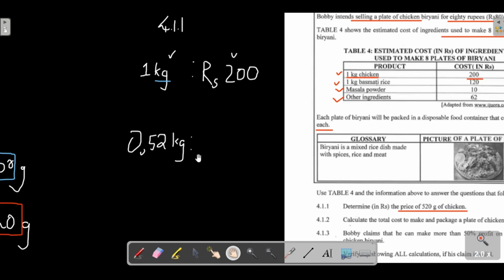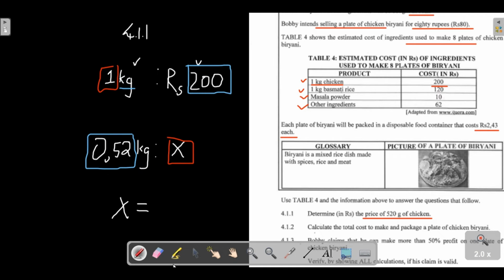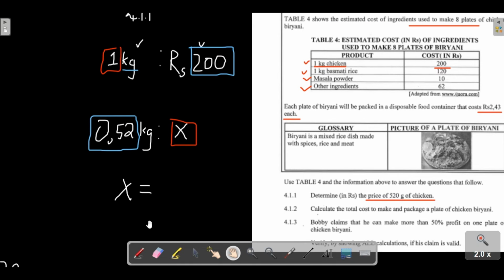Okay. So now what we are looking for is the cost of 0.52 kilograms of chicken. So this will be X here. Okay, so we do the same thing. Multiply X with 1, so that is 1X or just X. And that should be equal to 0.52 multiplied by 200.